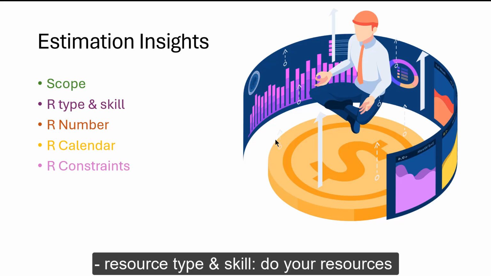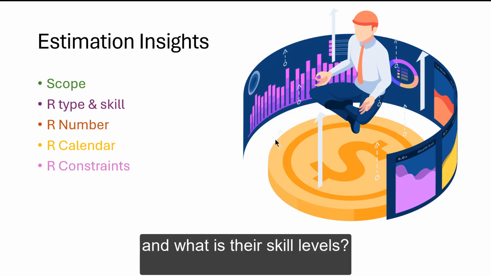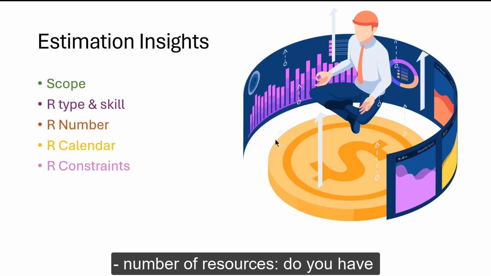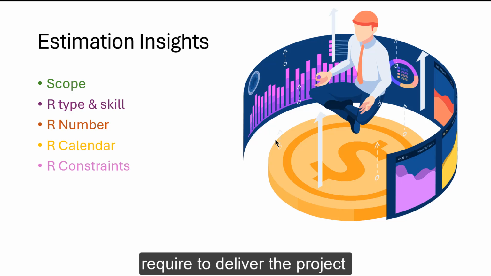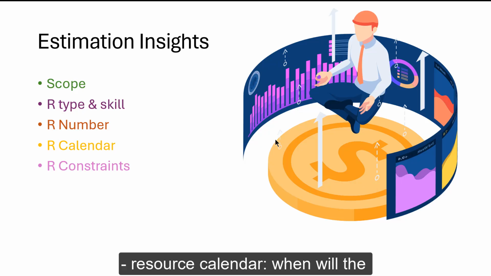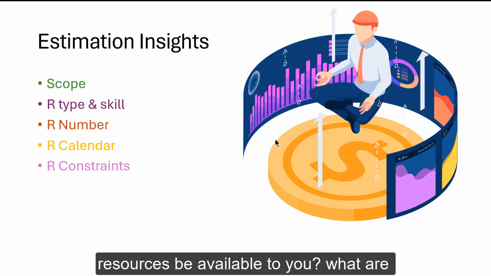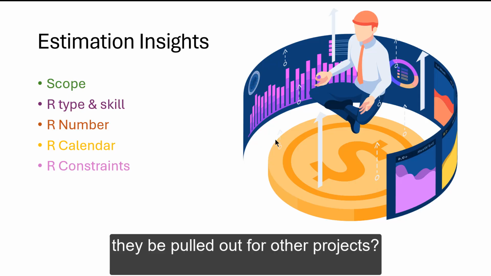The second is resource type and skill that is given to you. Do your resources have the required qualifications, and what are their skill levels? The third is the number of resources. Do you have access to the optimal number of resources that you require to deliver the project within the deadlines? The next is the resource calendar. When will the resources be available to you? What are their annual holiday plans? What is the corporate holiday plan? When will they be pulled out for other projects? These are all dependent on the resource calendar.